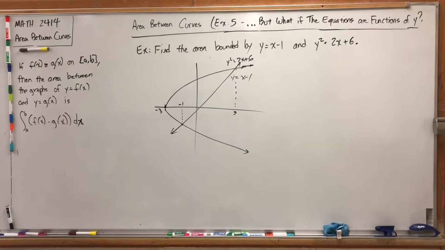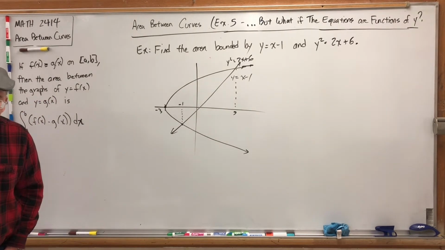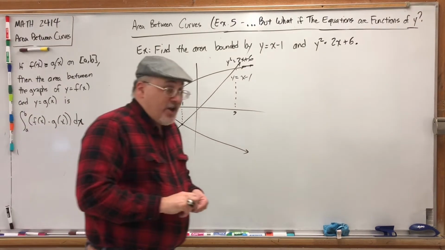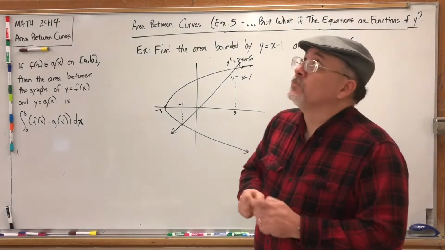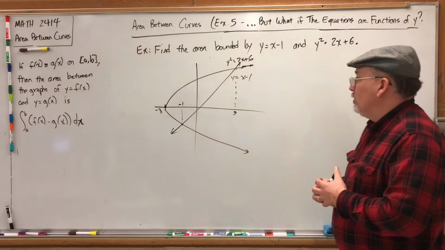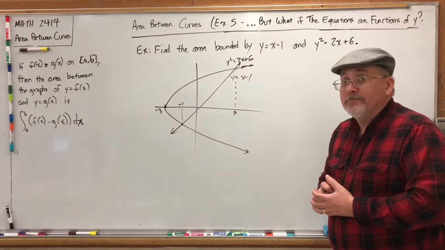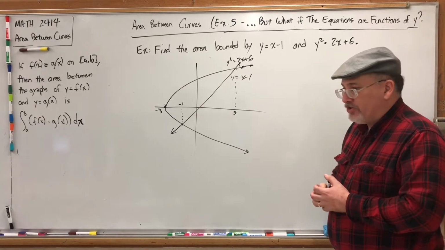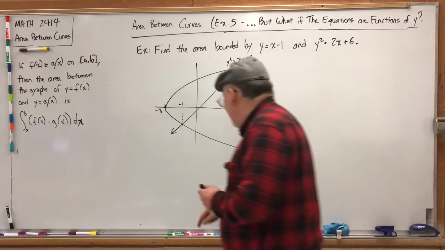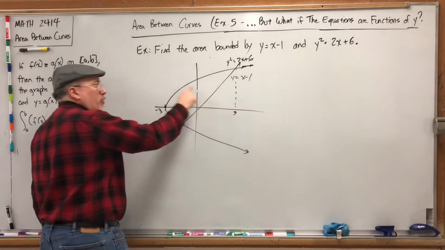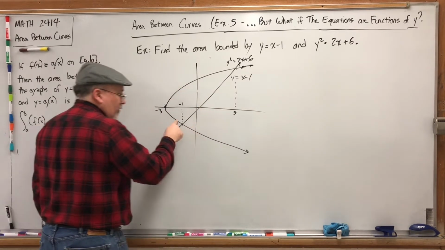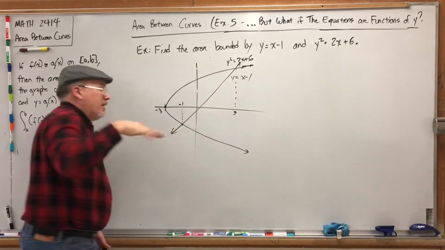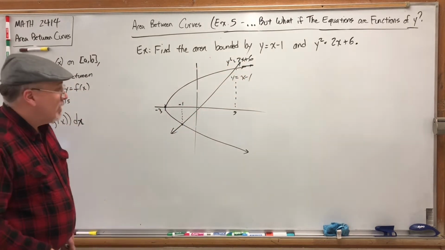The line is a function of x, but the parabola is not because it fails the vertical line test. But what you may or may not know is both of these are functions of y. Now what do I mean by that? That means for each y there's a unique x. So for example, if I go to this y, there's only one point on the parabola. If I go to this y, there's only one point on the parabola. If I go to this y, there's only one point on the parabola. And of course one point on the line in each case as well.